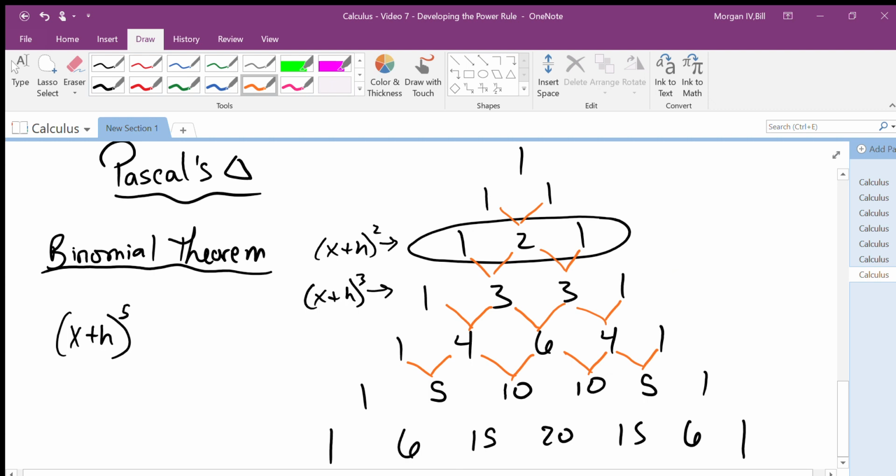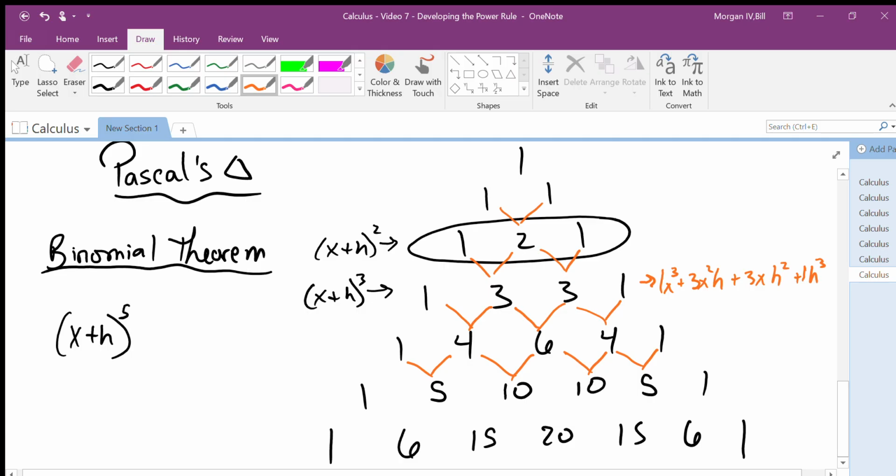So for example, I have 1, 3, 3, 1. I have 1x cubed with no h. Then I have x squared, so the power of x's are going down from 3 to 2, and then a single h. 3. X powers continue to go down. Now it's just x to the first, but h powers go up. It was 1, now it's 2. And finally 1, there was just one x, but now there's no x's. H went from h squared to h cubed. The powers just go up. 1x cubed plus 3x squared h plus 3xh squared plus 1h cubed.